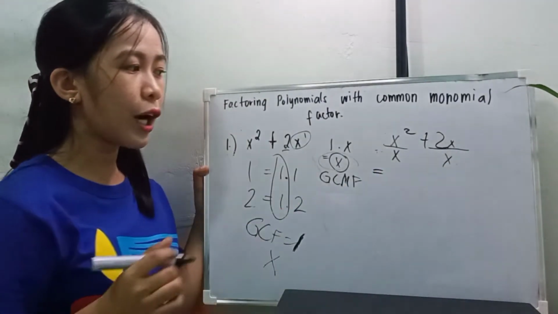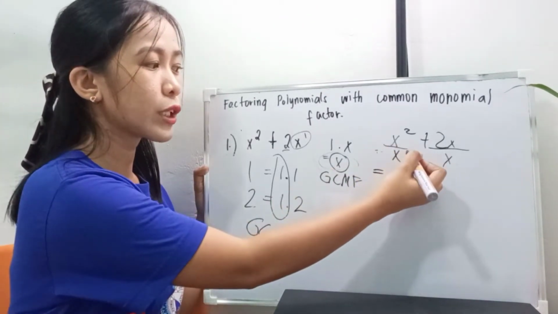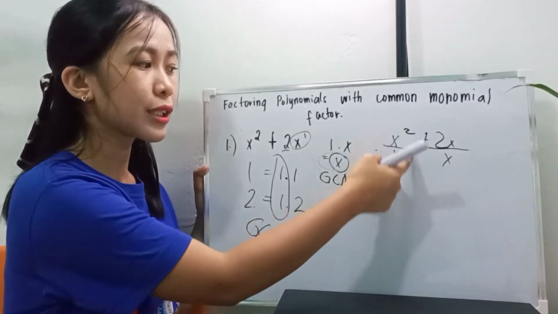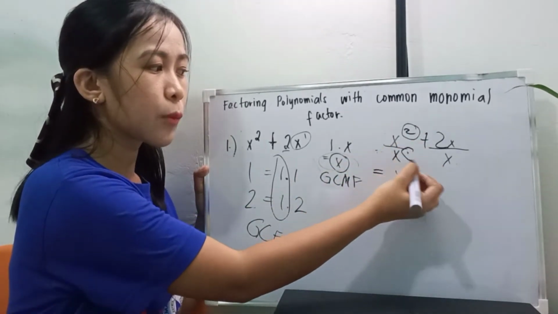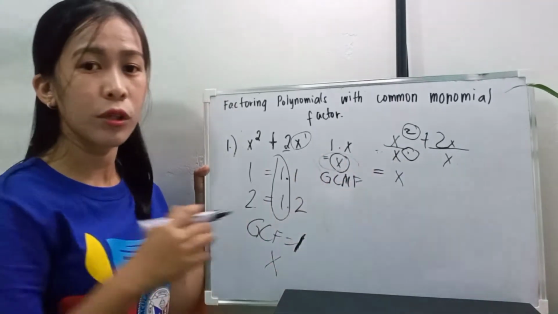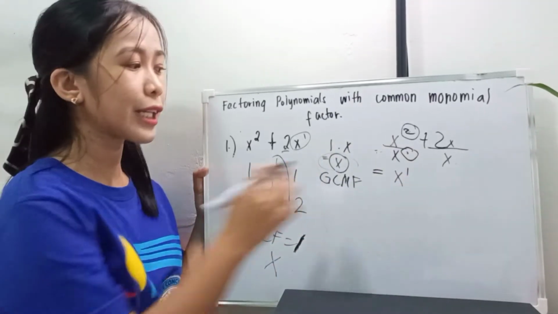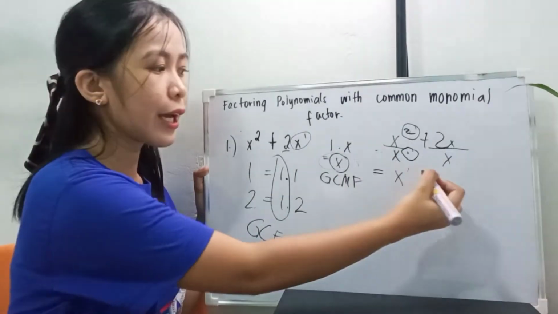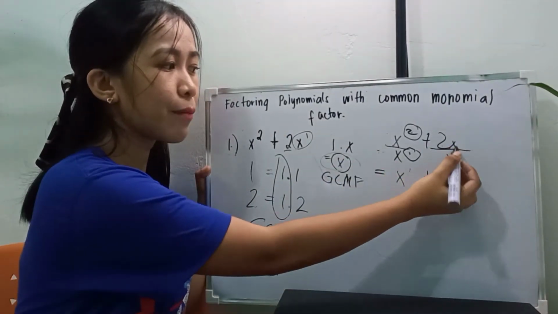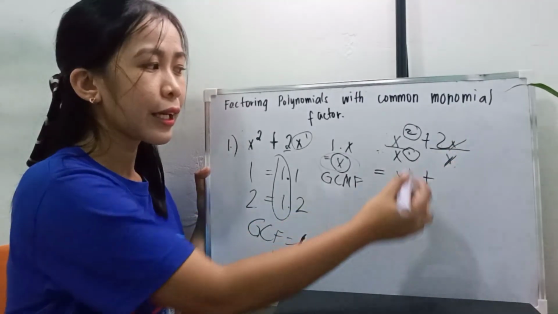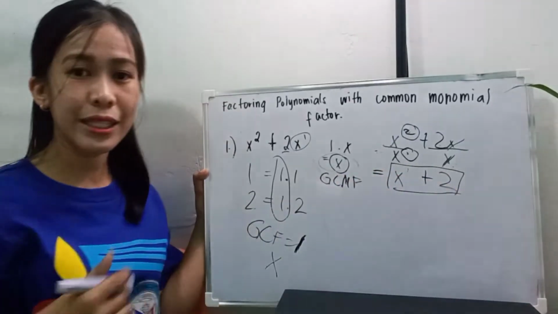And then, kapag magdi-divide kayo ng variable na mayroong exponent, what you are going to do is to subtract the exponent itself, copy the variable or the base, and then subtract the exponent of the variable in the denominator. So, we have 2 minus 1, that is 1. Therefore, x na lang siya. Okay? And then, we also have 2x divided by x. Of course, dahil same lang naman sila, cancel na yan. And then, natira na lang si 2. Therefore, we have x plus 2.